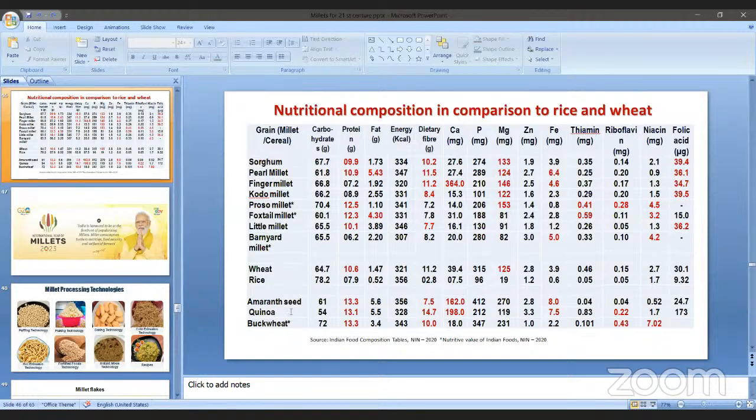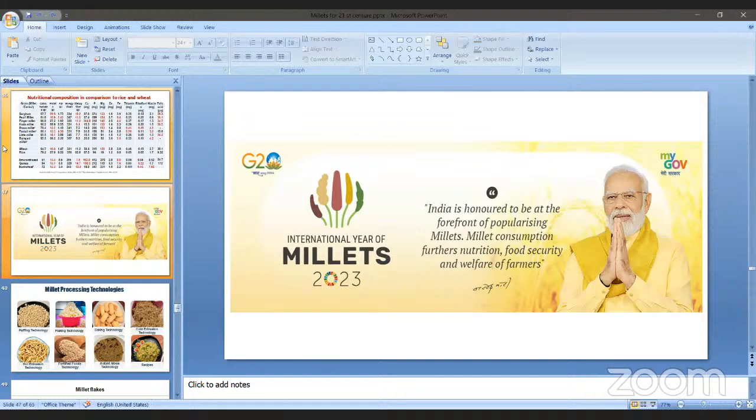They have a very good nutritious composition. Amaranth seeds, quinoa, and buckwheat are also cereals with more protein, dietary fiber, riboflavin, and niacin. Folic acid is another important nutrient in millet crops. Our Prime Minister had the International Year of Millets celebrated.